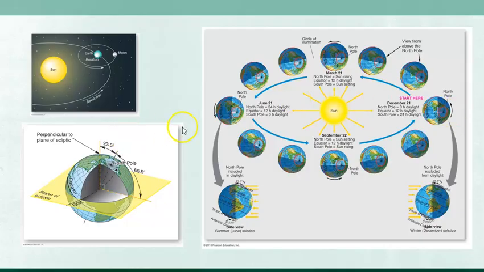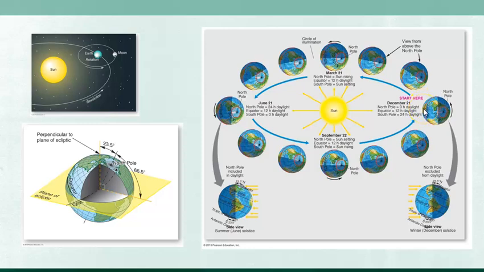In fact, the North Pole has half a year of darkness during the winter time and half a year of sunlight here. The sun is most directly overhead on June 21st on what's called the Tropic of Cancer, most directly overhead in the southern hemisphere on the Tropic of Capricorn over here.